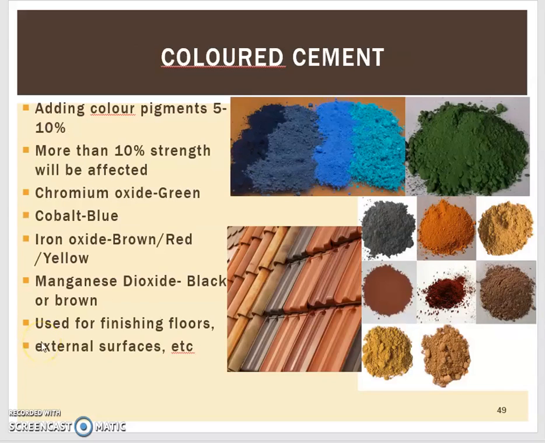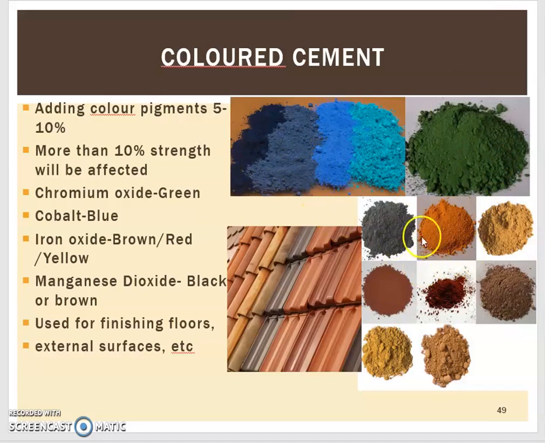The next one is colored cement. So in colored cements, what we do is we add certain percentages of pigments. Okay, around 5 to 10% pigment is added. More than 10% is not suitable because the strength gets affected. Okay, so chromium oxide pigment, this one, the green one that you can see. Okay, this will add green color. For blue color, you add cobalt.